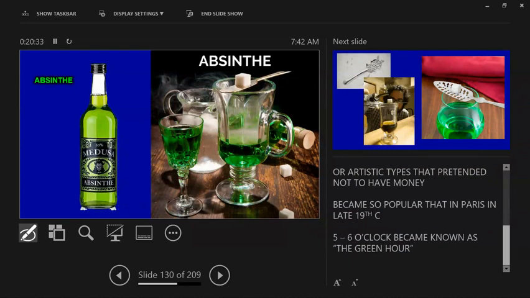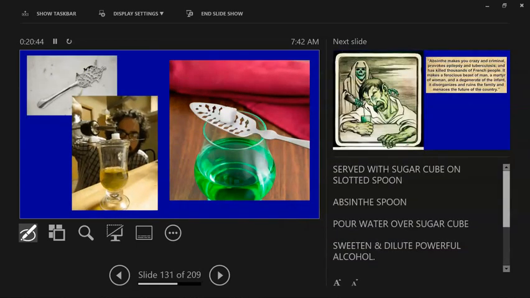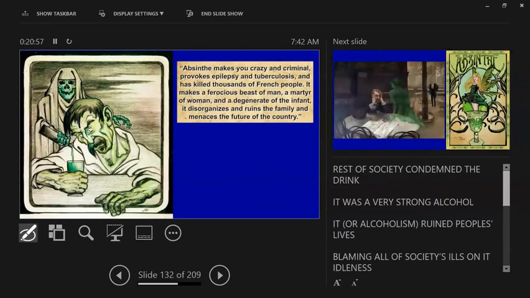This drink became so popular that in Paris in the late 19th century, 5 to 6 o'clock became known as the green hour. So here's what you do. You have this sort of slotted spoon, and you put a sugar cube on it, and then you pour water over the sugar cube, and that sweetens and dilutes the powerful drink. It was so powerful. It's just very strong alcohol. So the rest of society condemned the drink. It was very strong alcohol, like I said, and alcoholism ruined people's lives.